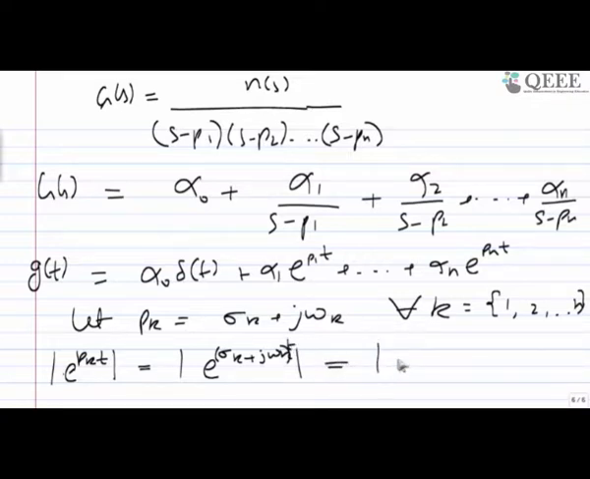I forgot the t. Okay, this I can separate: e to the power sigma k t and e to the power j omega k t. Okay, and this part is equal to 1, right, from the basic properties. So this eventually will give me e to the power sigma k t. And now see the mod of this g(t).